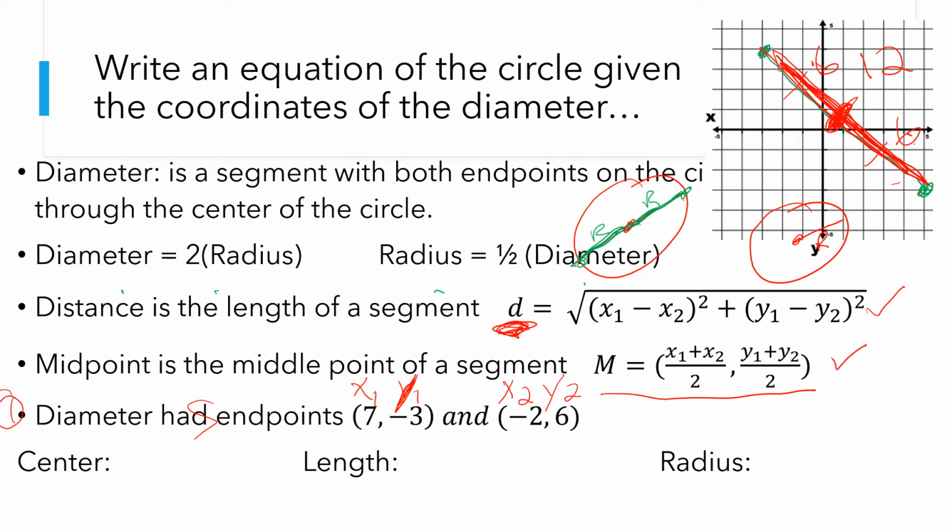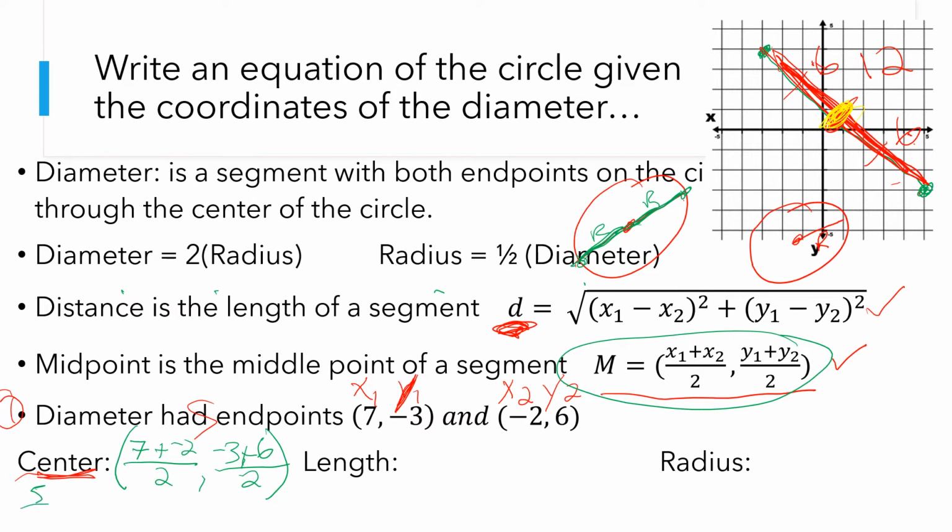And then we find the center. Again, as I explained for this little sketch up here, which is horribly messy at this point, the center is the midpoint of the diameter. So I'm going to use this midpoint formula. If I'm using exactly what I have here, it's going to be 7 plus -2 over 2, and then I have -3 plus 6 over 2. And then I do the calculation, I end up with 5 over 2 for this, and I end up with 3 over 2.